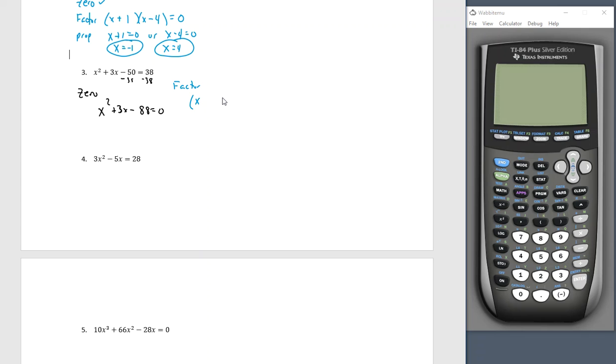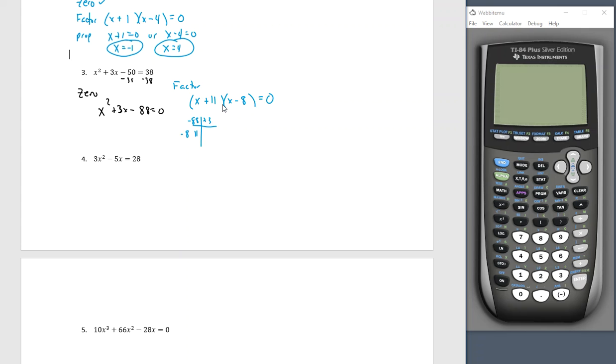So to factor an x squared, I'll have x times x. To get a negative 88, one will be positive, one will be negative. Let me see, I want to multiply to be a negative 88, and I want to add to be 3. So I'm thinking 1 and 88, a little too far apart. Let's say 8 times 11. If I want the 3 to be positive, the 8 is negative and the 11 is positive.